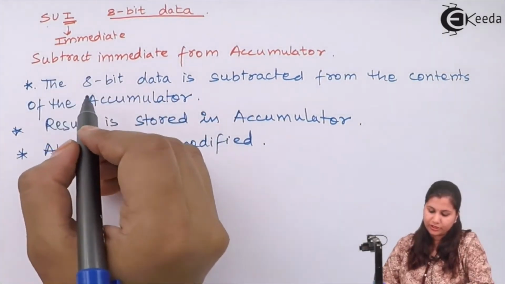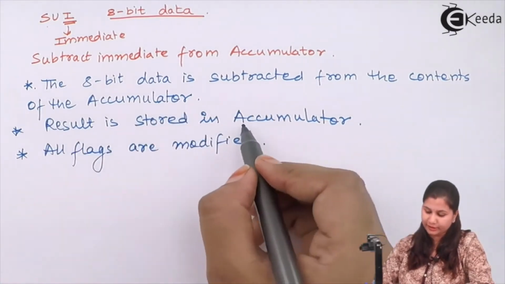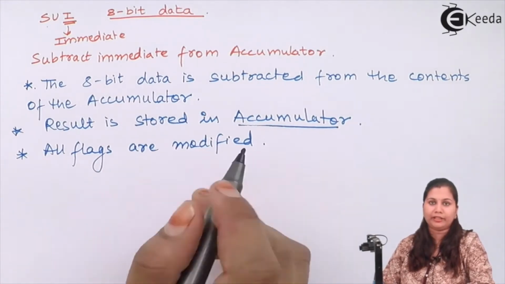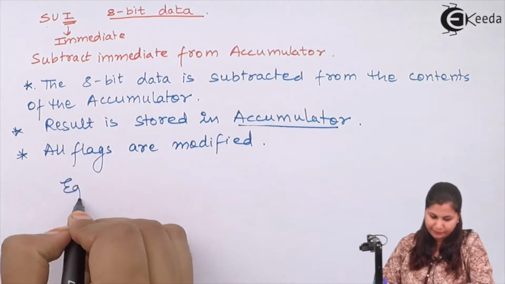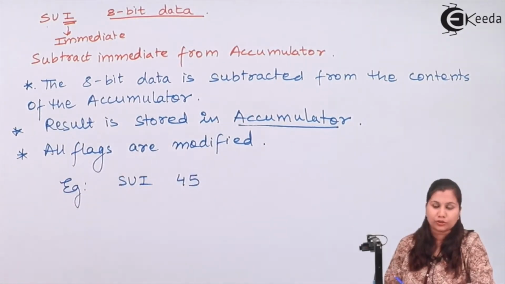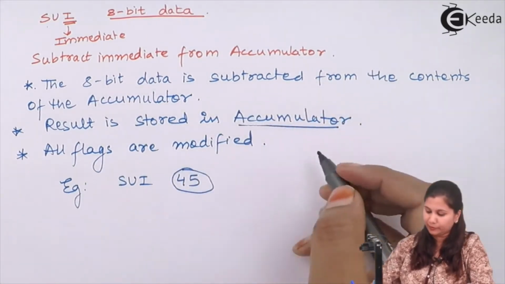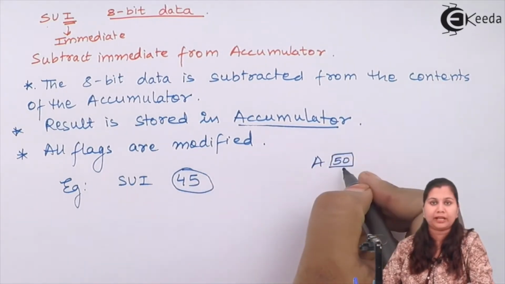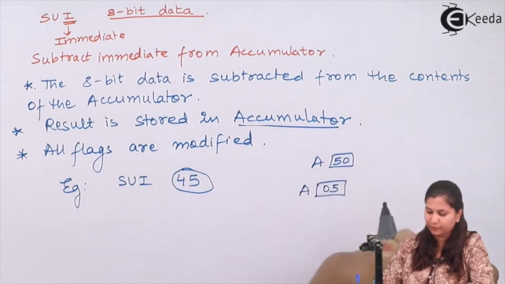So this instruction is subtracting the 8-bit data from the contents of the accumulator. The result is stored in the accumulator, and all the flags are modified due to the execution of this instruction. Now for example, we have SUI 45. So this number 45 will be subtracted from the accumulator. Suppose in the accumulator we have 50. Then 45 will be subtracted from 50, and the result will be stored in the accumulator, which is 05.